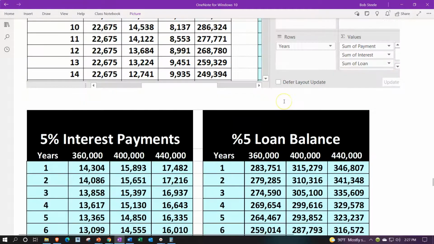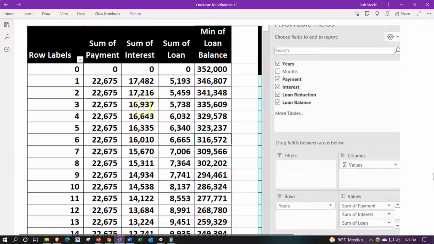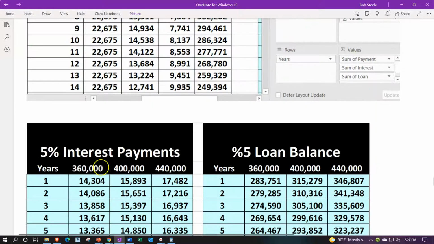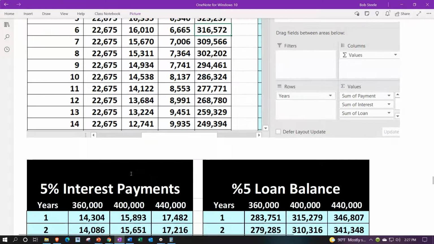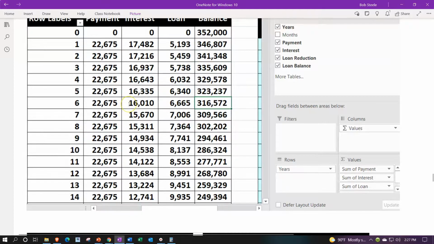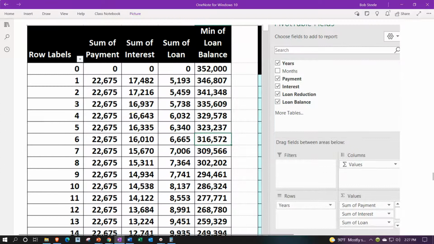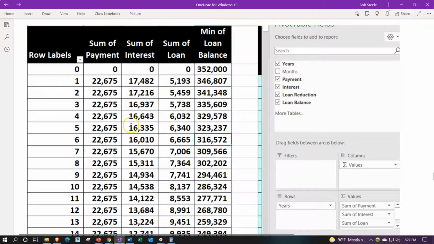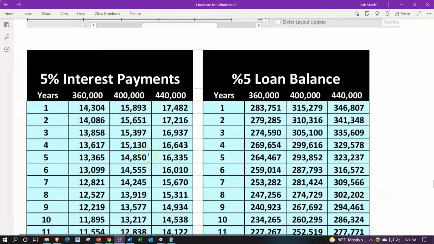You can construct something like this fairly easily by simply changing your data set up top from 360 to 400 to 440, right-clicking on your pivot table, refreshing it, and then simply copying the interest columns and possibly the loan balance columns into your worksheet one by one down below. So it's a little bit of a tedious process, but not too difficult. And then you can do some comparisons this way, and you could pull the data much more easily than you would, of course, from an amortization table with 360 rows in it.